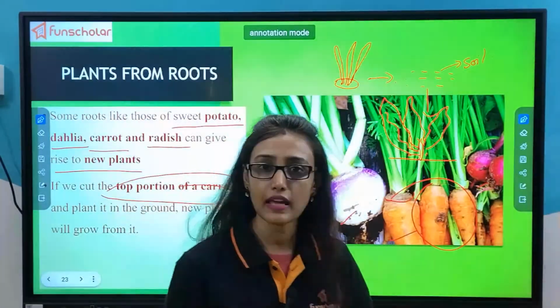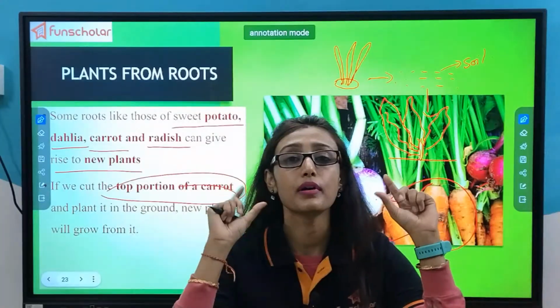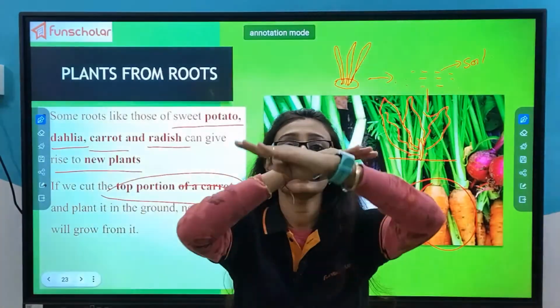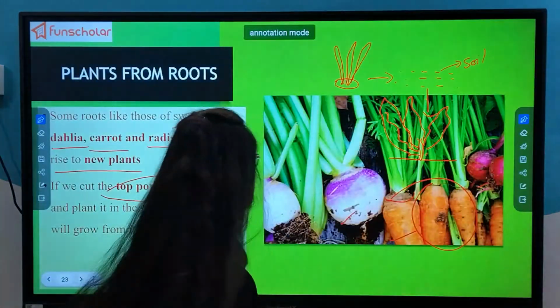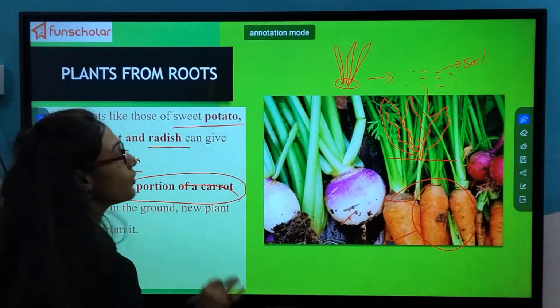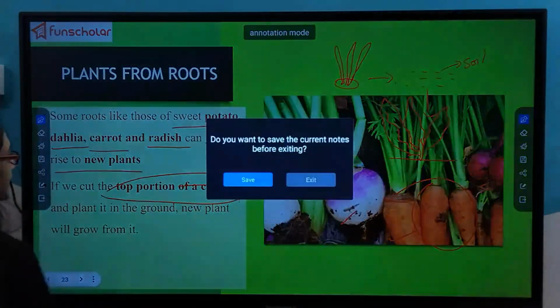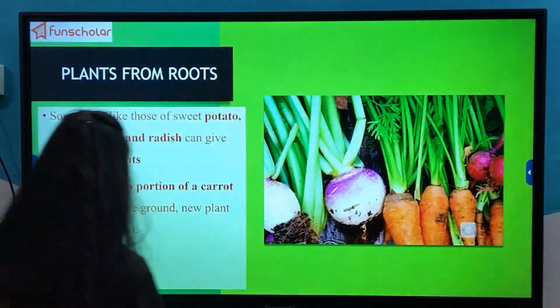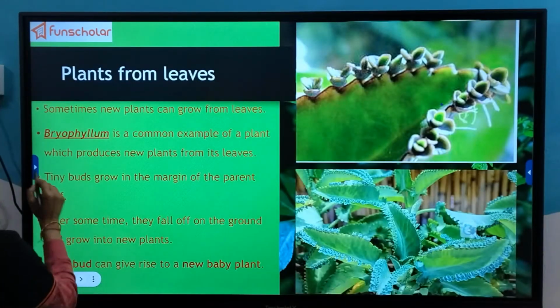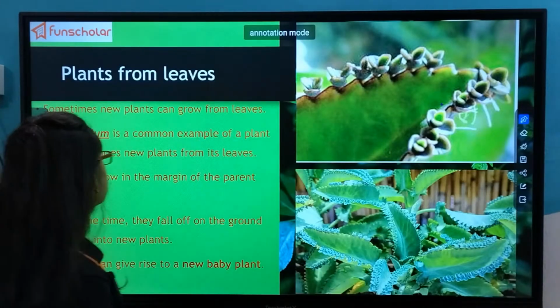In case of an underground stem, what did we cut? We cut the eye or axillary bud portion. But here we are cutting the upper part of the root, and planting it in the ground. A new plant will grow from it. Okay, I have made these things very clear to you. The last topic of this day is plants from leaves.